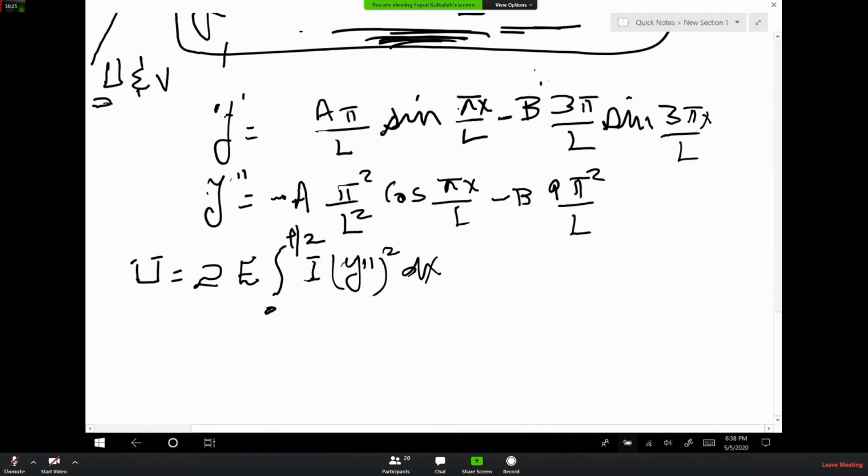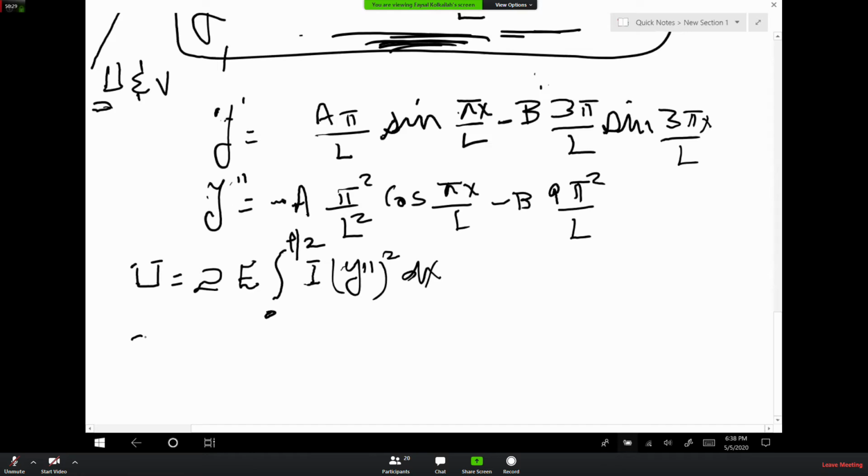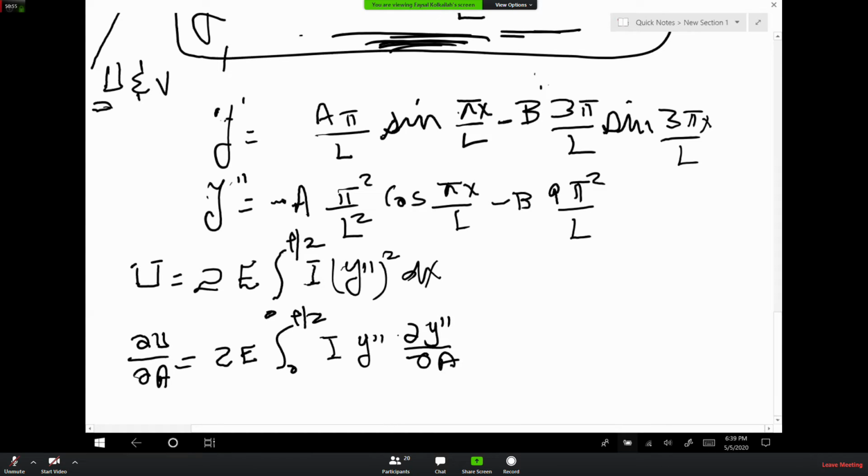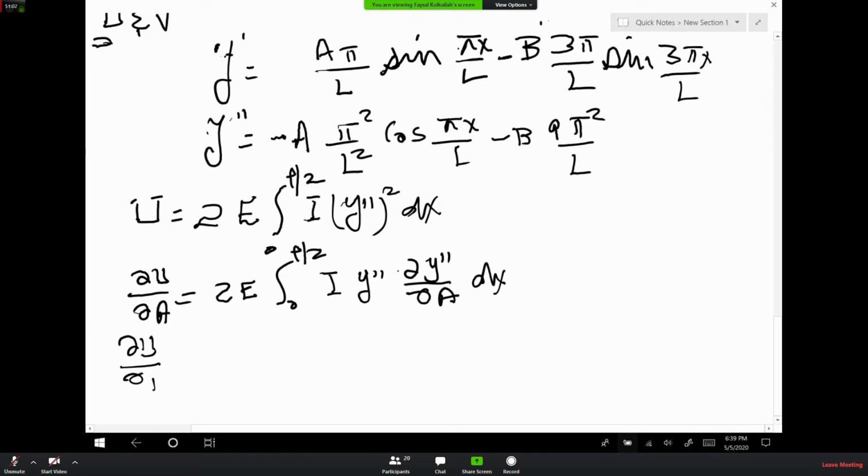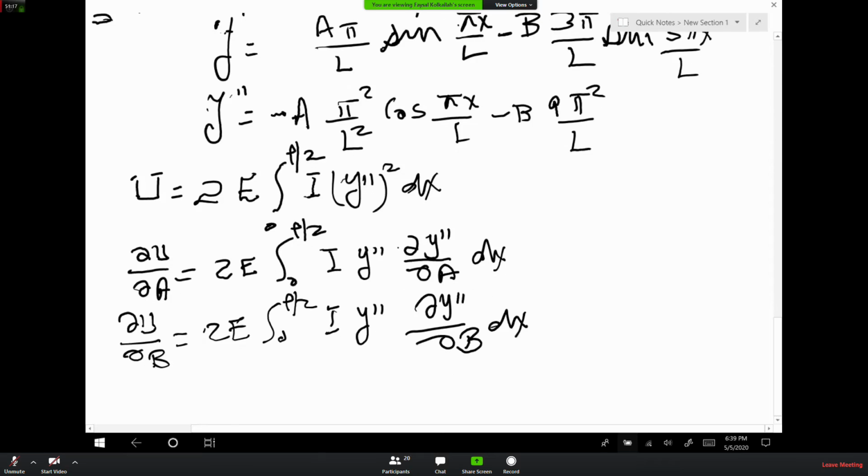And the I stays inside the integration. And then I will do the partial u, partial a, and will be what? The 2, the E, the integration from 0 to L over 2, then I, and then y double prime, then partial y double prime, partial a, dx, and partial u, partial b will be the same, 2E from 0 to L over 2. Here is the I, here is the y double prime, and here is the partial y double prime, partial b, dx.